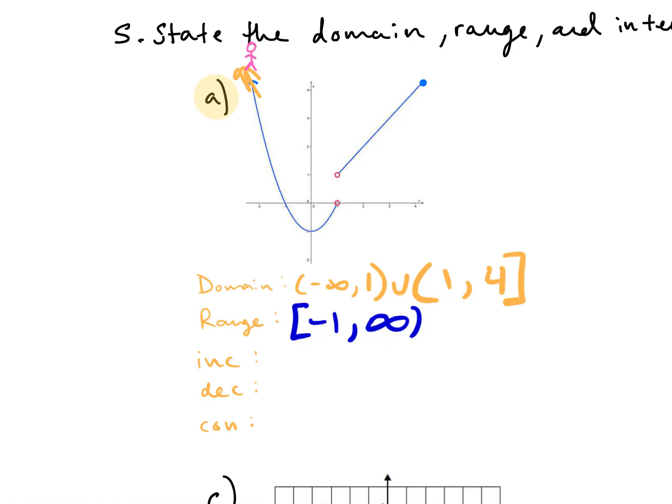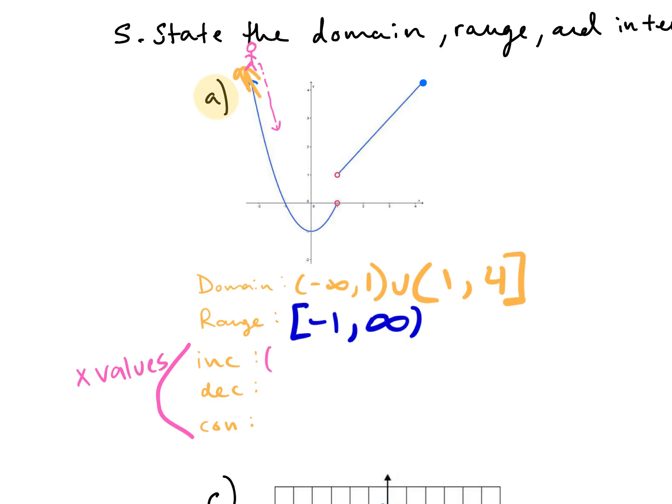Would I be walking uphill or downhill at the start here? We're walking downhill, so we're decreasing until when? Careful. At what x value do we stop decreasing at? 0. So remember, increasing, decreasing, and constant is x values. We're decreasing from negative infinity to 0. So even though this looks like negative 1, we're talking about the x values for increasing, decreasing, and constant.